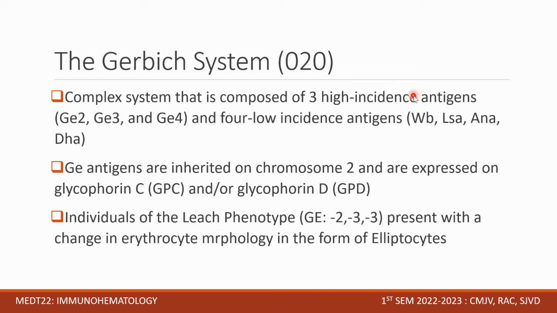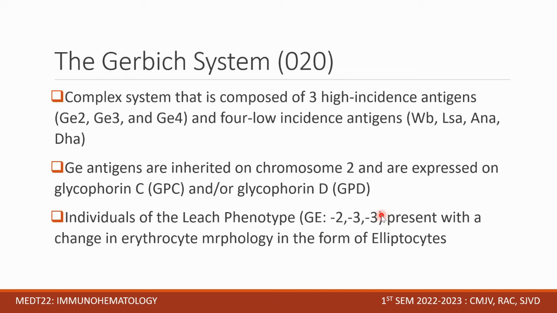The Gerbich system, ISBT 020, is a complex system composed of three high incidence antigens, GE2, GE3, and GE4, and four low incidence antigens, WB, LSA, NA, DHA. The GE antigens are inherited on chromosome 2 and are expressed on glycophorin C, or GPC, and/or glycophorin D. Individuals of the Leach phenotype are negative for all of the GE antigens 2, 3, and 4.